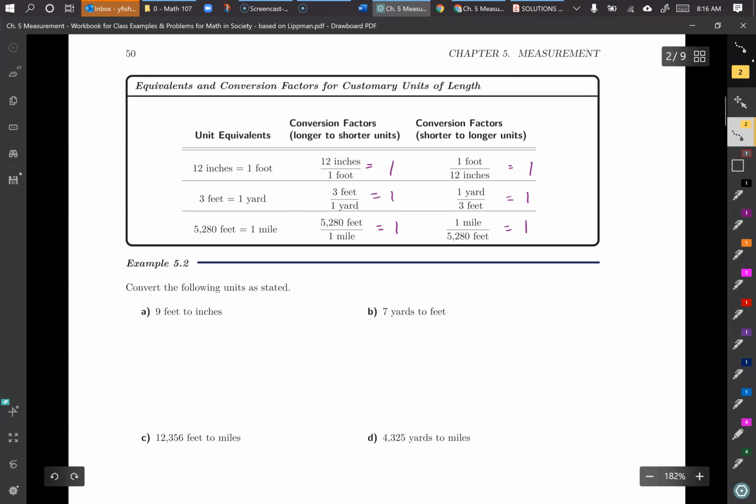So 9 feet to inches. The first thing we want to do is just write down what we're given. I'll try to note that this is an actual example that I'm doing. Again, you can pause any of these and just do them on your own if you want. We're going to put down 9 feet. You do want to write out the units there so you can know what's going on. And I just put that over 1.